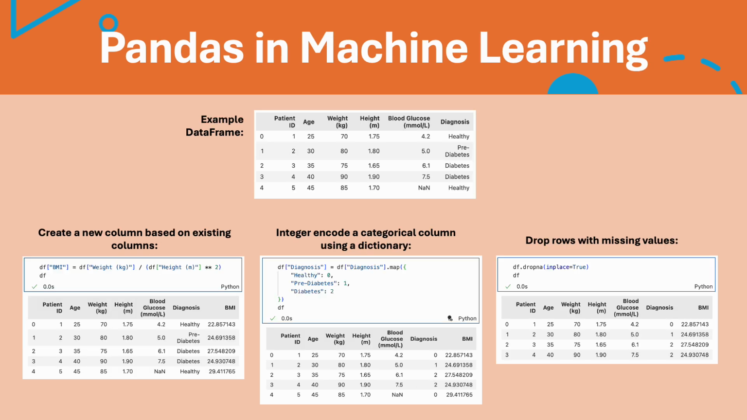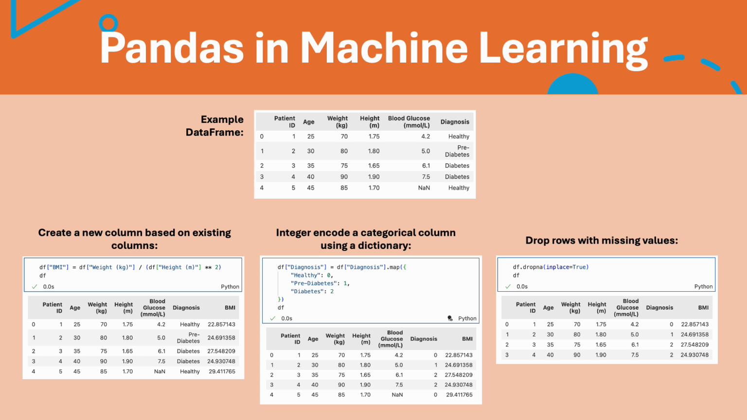Now, these are a few ways that you might use pandas in a specific machine learning context. We have an example data frame across the top, and there's a few things that we want to do with it to modify it and prepare it for machine learning. First, you might want to create a new column based on existing columns. So you have participants' weight and height, but you might want to use their BMI instead.